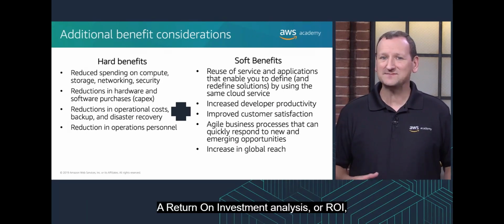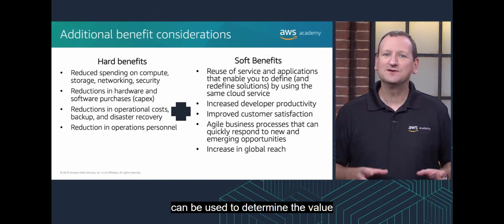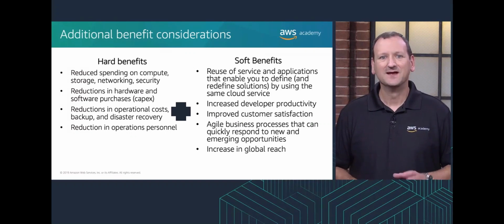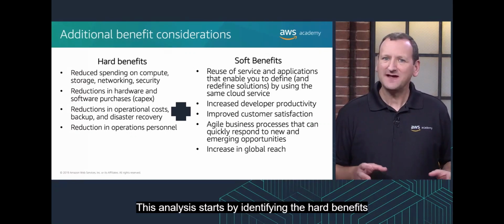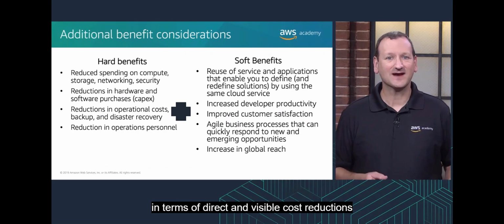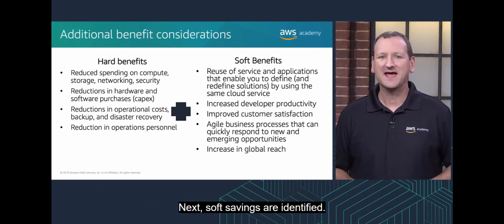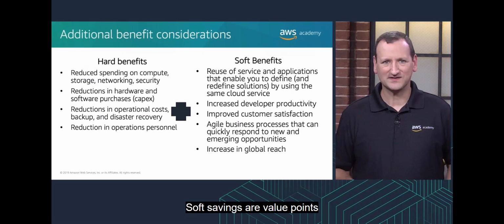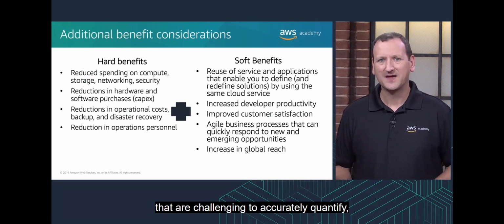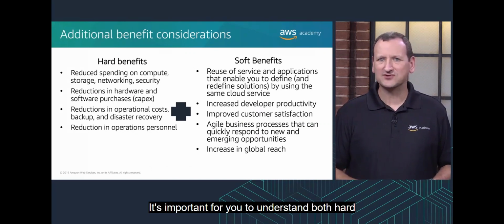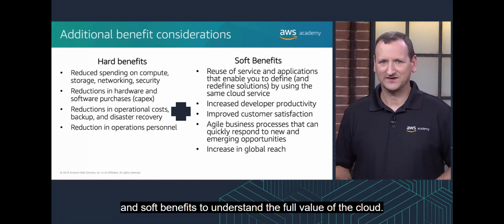A return on investment analysis, or ROI, can be used to determine the value that is generated while considering spending and saving. This analysis starts by identifying the hard benefits in terms of direct and visible cost reductions and efficiency improvements. Next, soft savings are identified. Soft savings are value points that are challenging to accurately quantify, but they can be more valuable than the hard savings. It's important for you to understand both hard and soft benefits to understand the full value of the cloud.